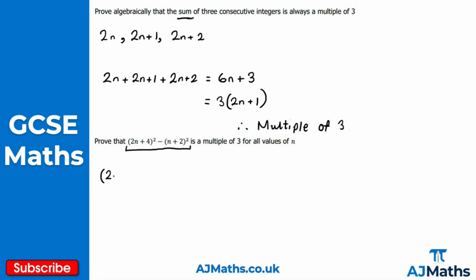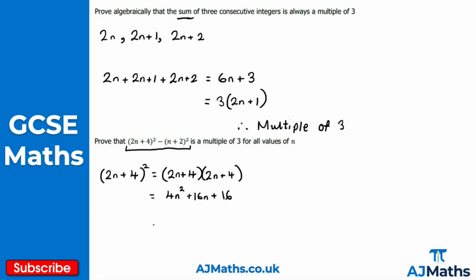So 2n plus 4 all squared, well, that's the same as 2n plus 4 times 2n plus 4. So I expand this out now using FOIL or any method that you're familiar with. I'm going to get 4n squared. So we get 4n squared there. I get 8n plus another 8n, so that's 16n. And then 4 times 4 gives me 16. So that part gives me 4n squared plus 16n plus 16.